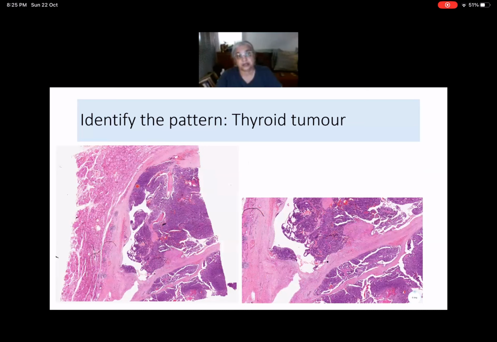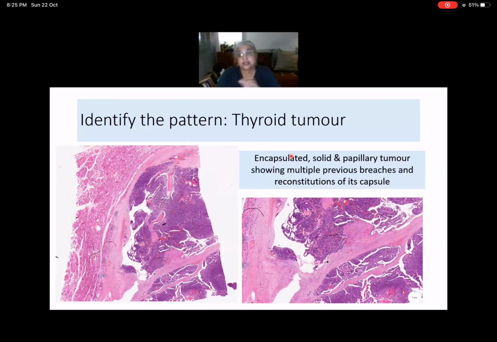Encapsulated, solid tumor. Anything else? Do you see something here? No? You don't see papillary? So encapsulated, solid, papillary, and you see something other very interesting. Yes, it looks encapsulated, but look at it here. What happened here? There was a capsule here, and this tumor broke through the capsule, and another capsule formed. So you can see it so beautifully.